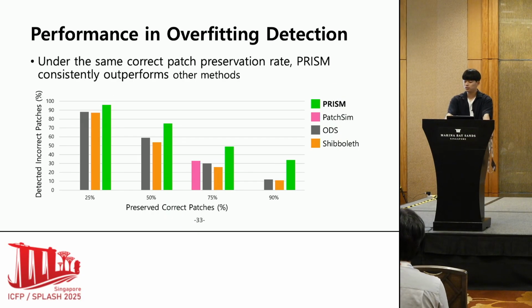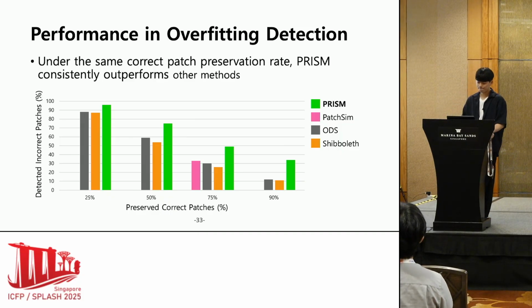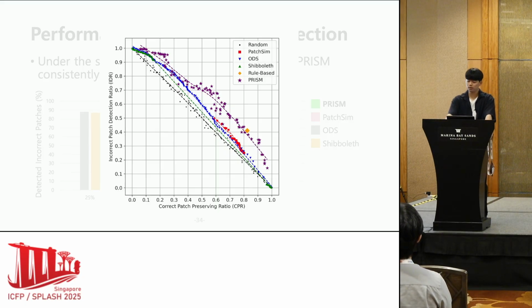Next, here are the results of the second experiment. In this experiment, to ensure a fair comparison, we compared overfitting detection performance under the same correct patch preservation rate. As a result, Prism consistently outperforms all other techniques across all preservation levels. And in this graph, you can see that PatchSim only appears at 75 points because it can preserve correct patches only in a specific range. Similarly, in the paper, we compare the performance across all preservation levels in detail.